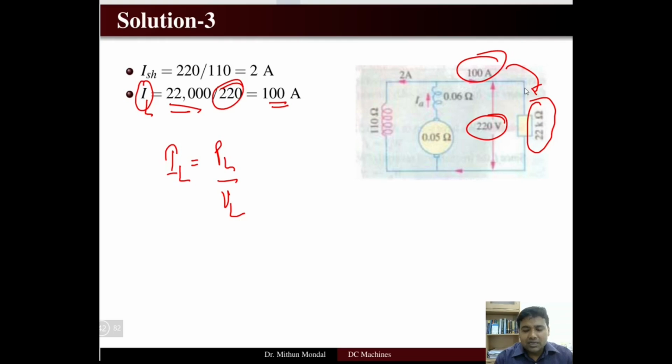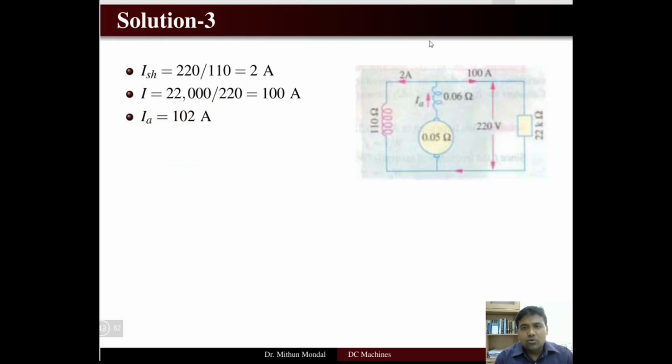So 100 ampere is the current which is flowing in the load. Now the armature current is divided into the shunt current and the load current. So apply the KCL equation. Once you apply the KCL equation, you will be adding the shunt current and the load current. You will be getting the armature current as 102 ampere.